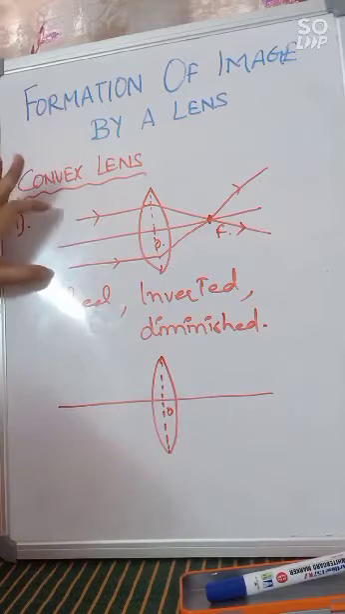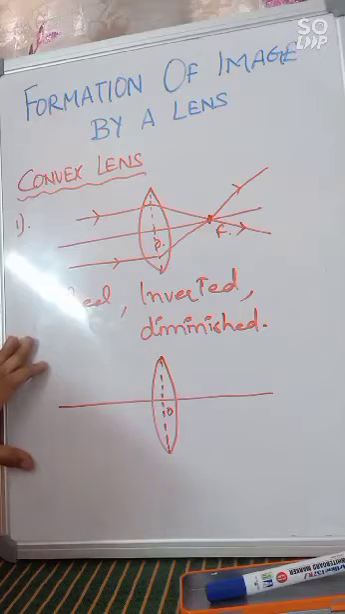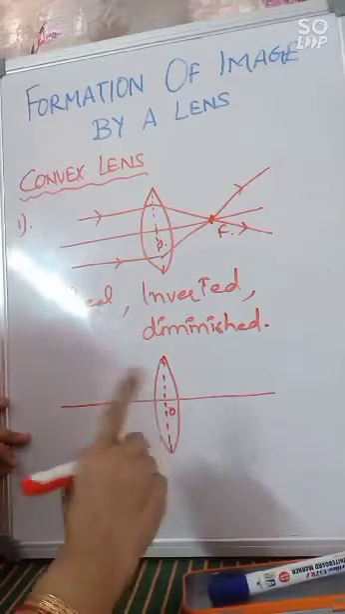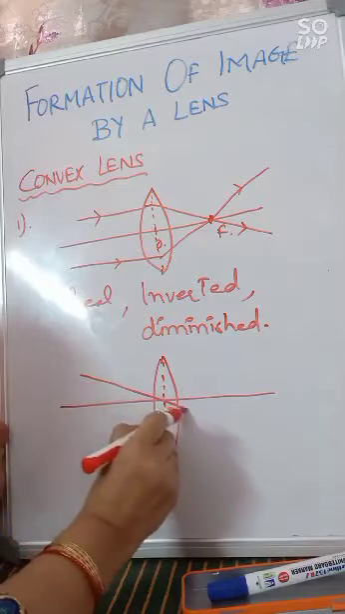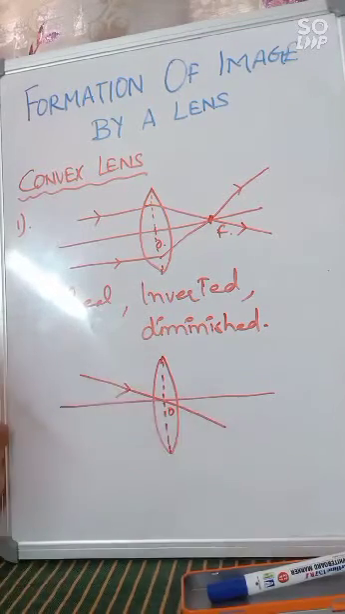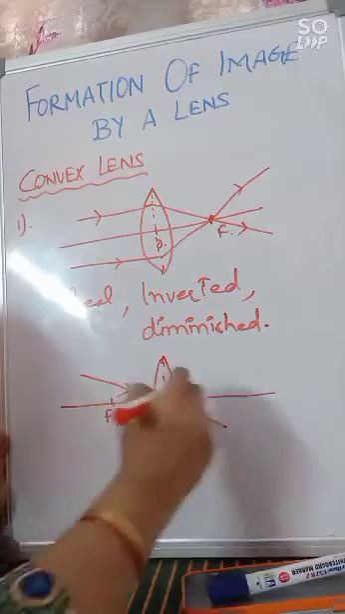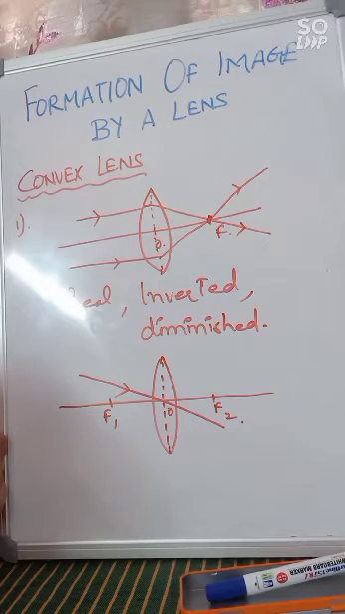The objects at infinity are always shown parallel to the principal axis. But when I say far off objects, they are again shown parallel to each other, but not to the principal axis. So for this, I have a ray passing through the optical center. When it passes through the optical center, we remember that it will pass undeviated. And the second ray passes through the focus, F1 and F2. Children, I'm not using geometry here, so what I'll be drawing is an approximation.